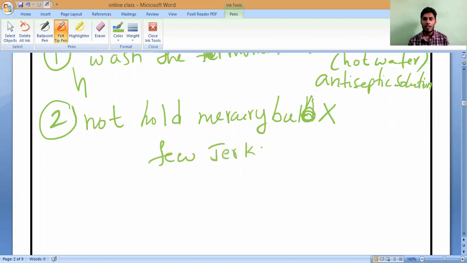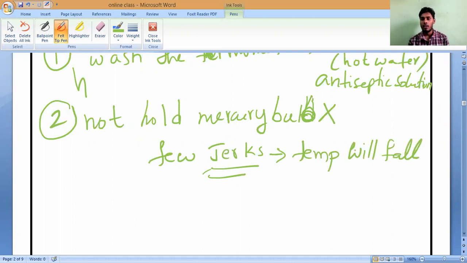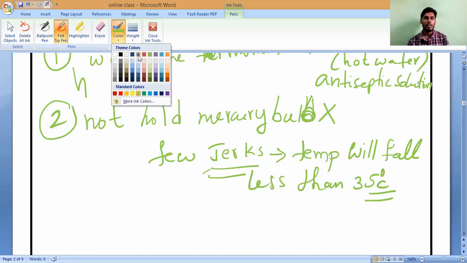We have to give a few jerks before measuring the temperature, and after measuring the temperature also we have to give a few jerks, so that the temperature will fall. How much? Less than 35 degrees Celsius, so that it is ready to measure now. That is what you should remember.